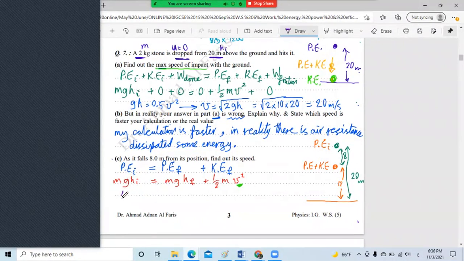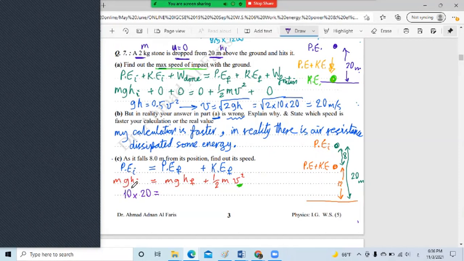So g, which is 10, multiplied by the initial height, which is the whole height, 20 meters. Okay, I'm trying to explain. Attention, if you please. So m with m cancel out each other from the main formula here. So mgh is 10 times 20.